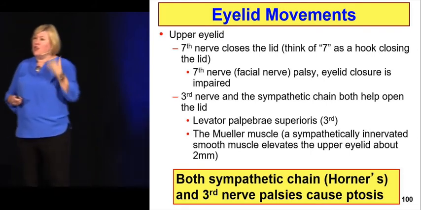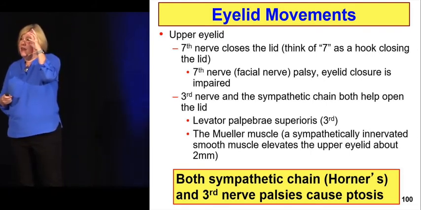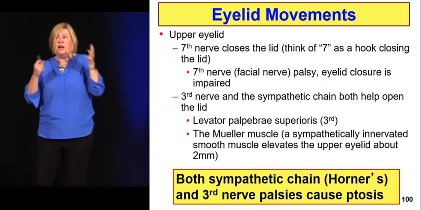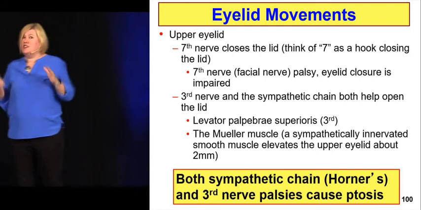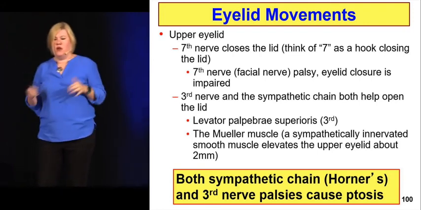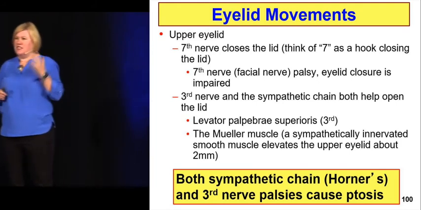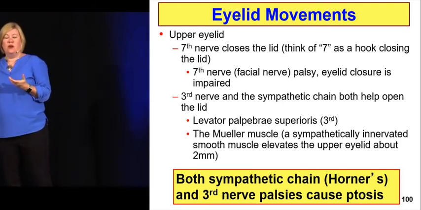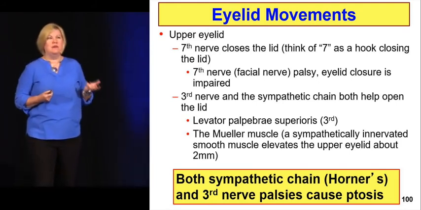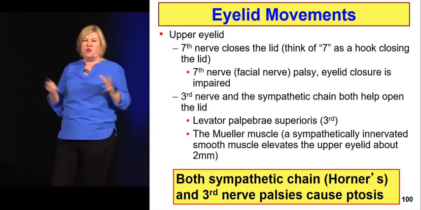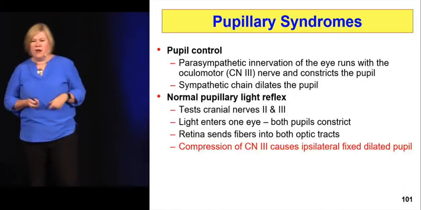So not only the third nerve helps us open our eyelid, but the sympathetic nerve also helps us open our eyelids. We have this sort of double innervation, which leads to how we talk about ptosis and which one is which. So there's two different things that help us open our eyes. So whether it's the sympathetic chain, which is Horner syndrome, or a third nerve problem, both of those things can result in ptosis. But they result in a different sort of complex of symptoms, which we'll review.